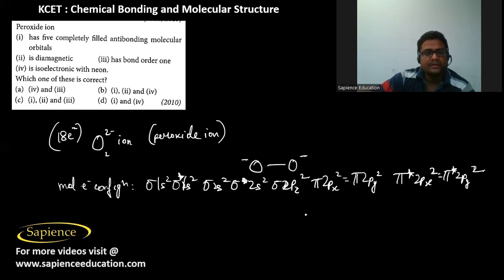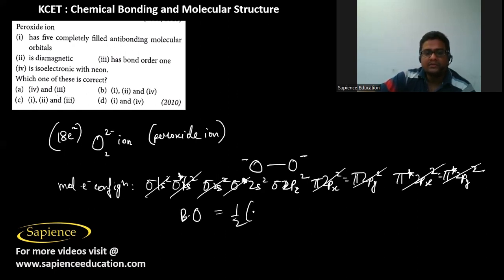So here sigma 2s2 and sigma star 2s2 will cancel, pi 2px and pi star 2px will cancel, pi 2py and pi star 2py will cancel, since they have the same number of electrons. So only sigma 2pz2 will remain. Therefore, the bond order will be half of 2, that is equal to 1. And this one bond will be the sigma 2pz bond.